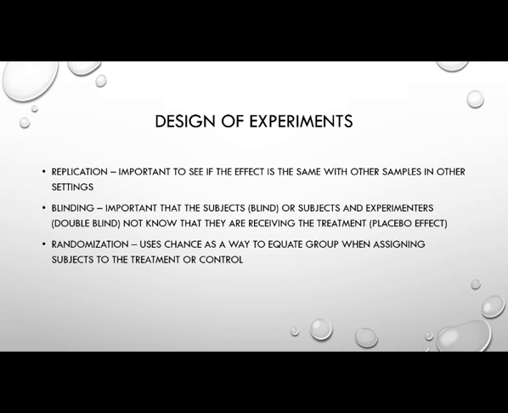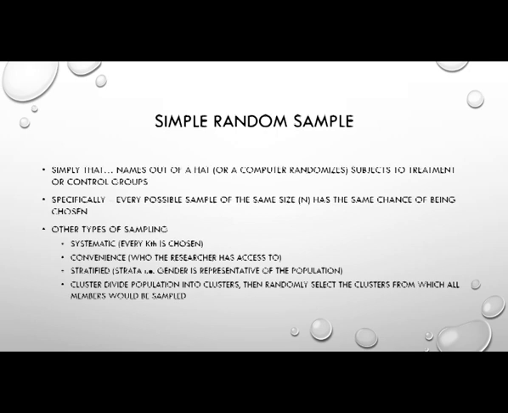Randomization uses chance as a way to equate groups when assigning subjects to the treatment or control. This is the only way that we can actually, in any way, know that the groups that we have assigned to treatment and control are the same, is if we use randomization. Otherwise, you're not going to get it. And it's important that our groups are as equivalent as possible before we administer a treatment or control, because if they aren't, then we can't be sure that the effect is due to the treatment or if it's just some other confounding effect.